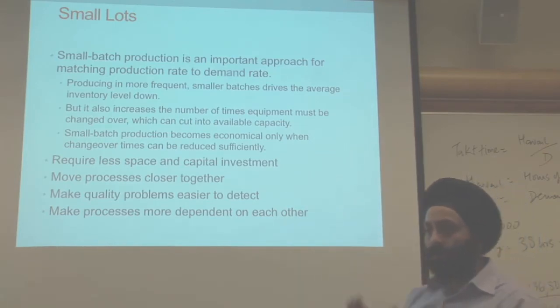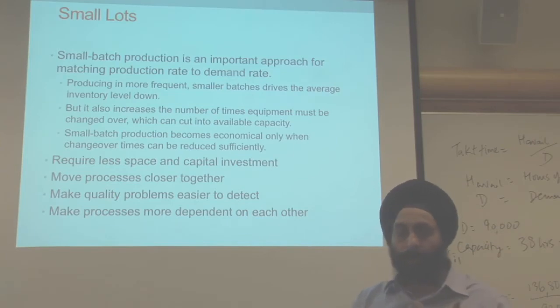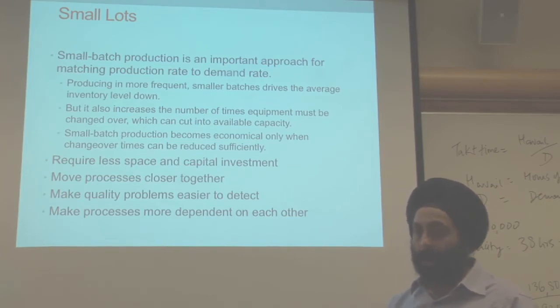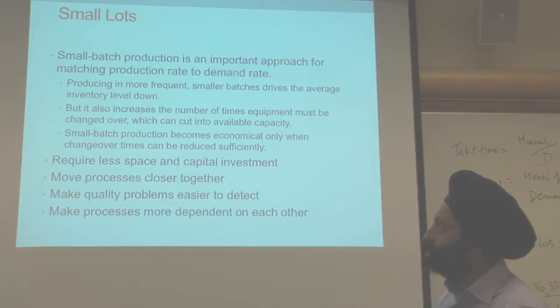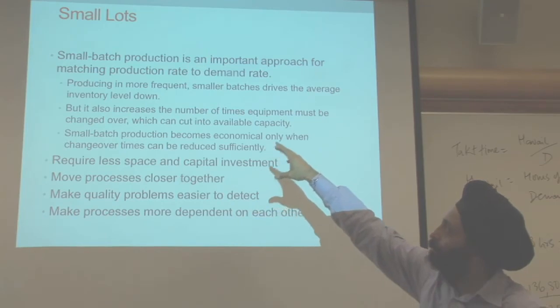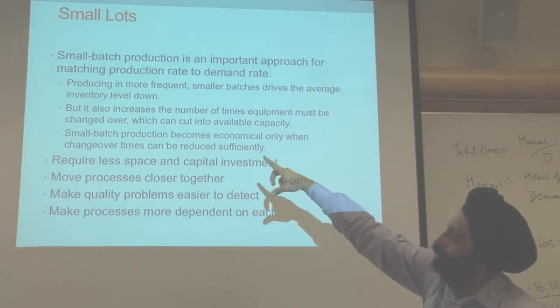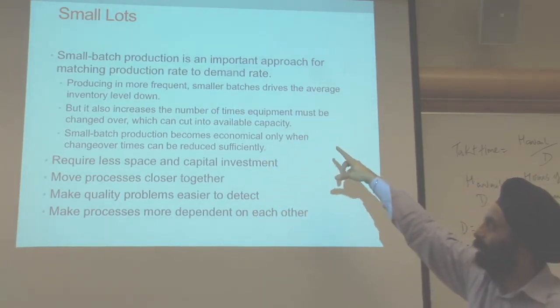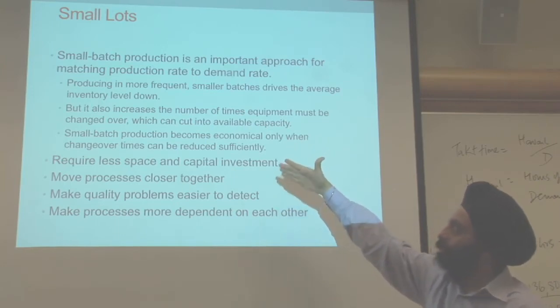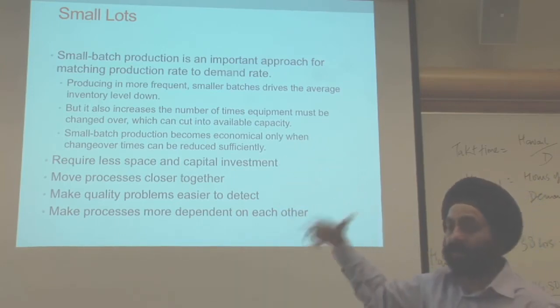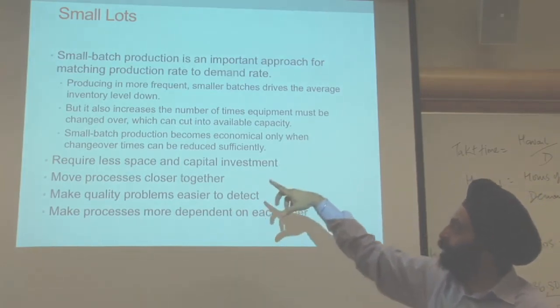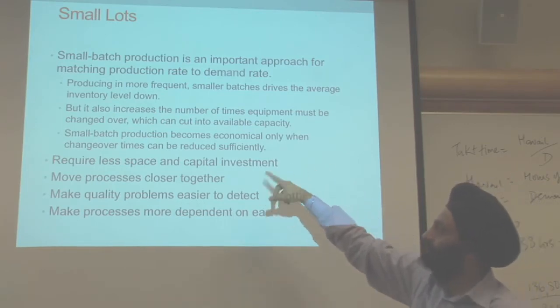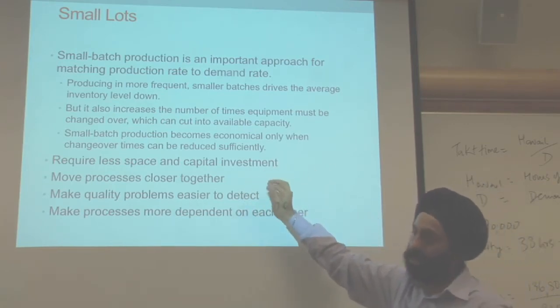When you produce in small quantity, you have a better chance of not overproducing and keeping the waste to a minimum. Producing in more frequent smaller batches drives the average inventory level down, but it also increases the number of times equipment must be changed over, which can cut into available capacity because setups are required. Small batch production becomes economic only when changeover times can be reduced sufficiently. So that's one of the key goals.